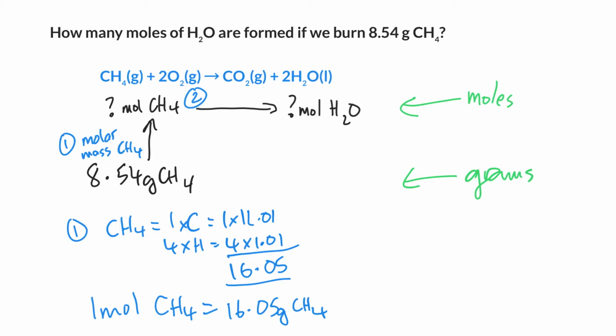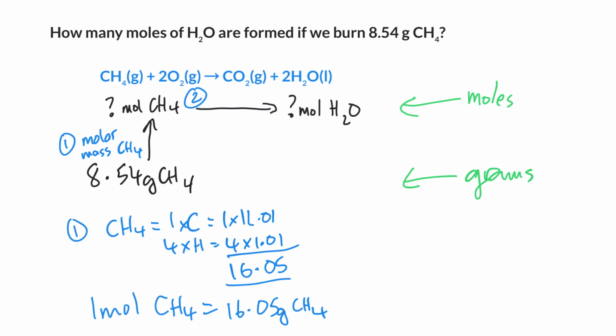Step 2 is moles to moles, and if you remember, moles to moles is where we got to use our fingers. So we've got moles of methane to moles of water. So let's see, there's the moles of water, and there's the moles of methane, and we can see our left-hand finger says there's 1 mole of methane, and our right-hand finger says there are 2 moles of water. So that gives us our second conversion.